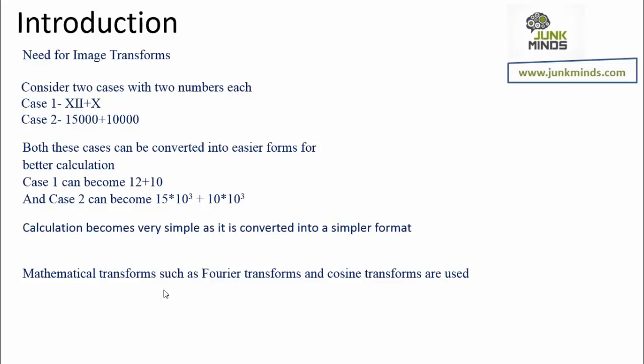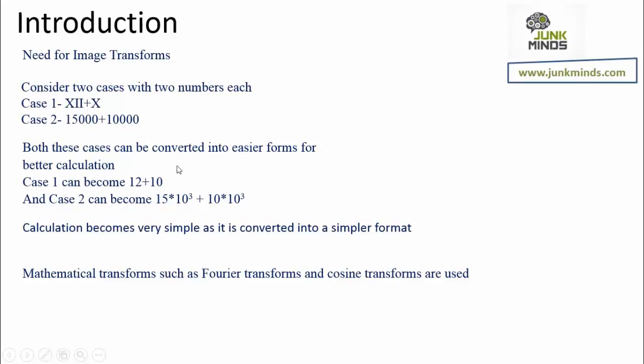Transforms are used to convert a particular image from spatial domain to frequency domain for ease of calculation and then convert it back to the spatial domain. For now, consider the example given over here. So case 1 and case 2. Case 1 has the number 12 plus 10 in Roman and case 2 has 15,000 plus 10,000 in long integers.